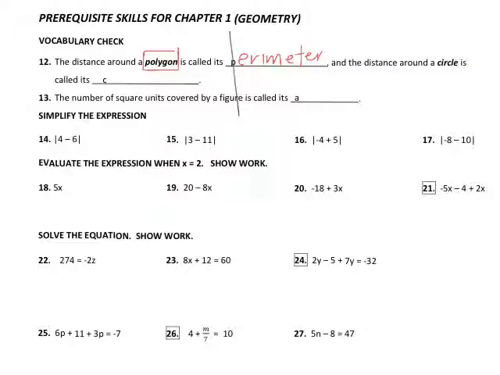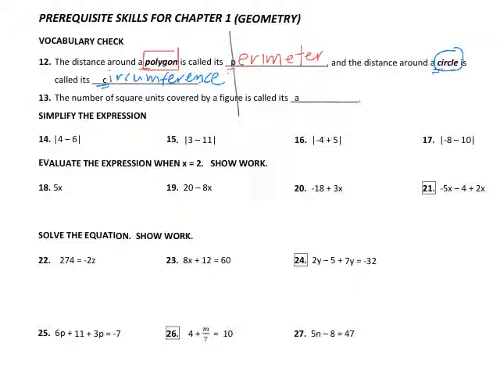Okay, notice that polygon starts with P, perimeter starts with P. And then it says the distance around a circle. Okay, what's the term that we use to talk about the distance around a circle? It's the circumference. Okay, notice that circle starts with C and circumference starts with C. So that's easy to remember how those go together.